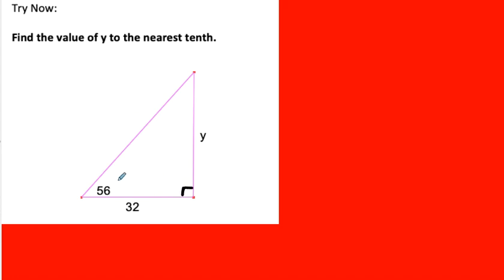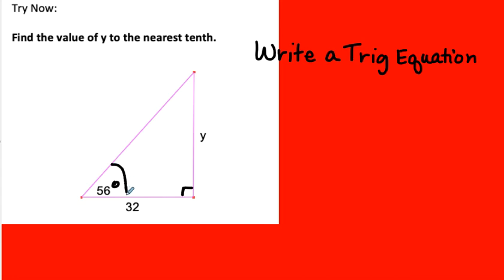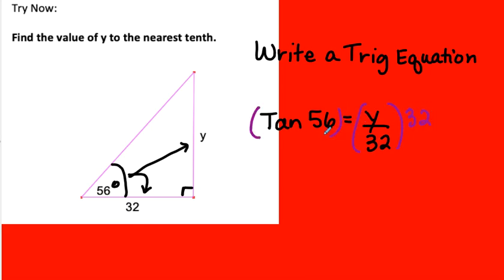All right, let's try one. Here we have a right triangle. We have 56 degrees, and it wants us to find the value of y. So we write a trig equation to find y. I look at 56 as my reference angle. In reference to that angle, I want the opposite. I have the adjacent. So tan 56 equals opposite over adjacent. Now I'm going to clear fractions, so I'm going to multiply both sides by 32. And that gives me 32 tan 56 equals y.